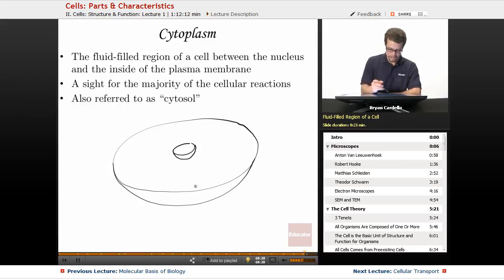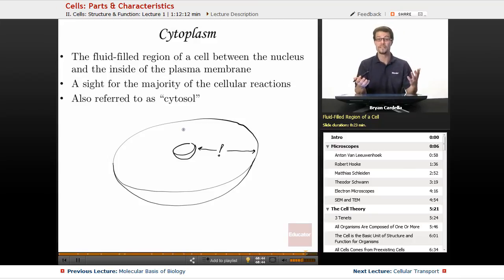So imagine that this is our phospholipid bilayer. Here's our nuclear envelope. From here to here, all of that is called the cytoplasm, all of this. So the majority of the organelles are in the cytoplasm. And it's a site for the majority of the cellular reactions.